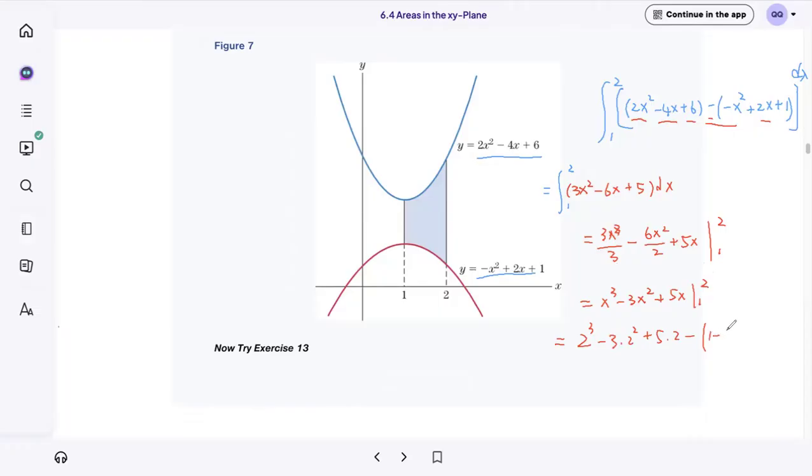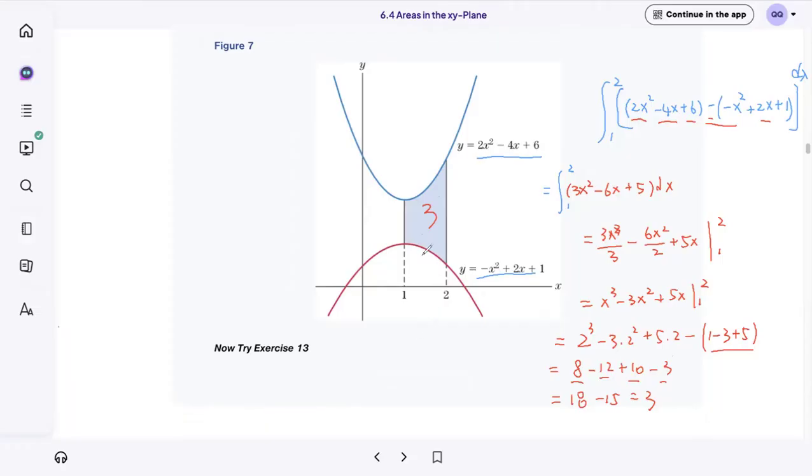1 cubed is 1. 3 times 1 squared still 3. 5 times 1 still 5. So we get 8 minus 12 plus 10 minus, so the inside, the 6 minus 3, which is 3. Right? So 8, 10, so 18. So positive like terms, minus 15. So we get 3. So the area of this is 3. No units, pure mathematics, no units.